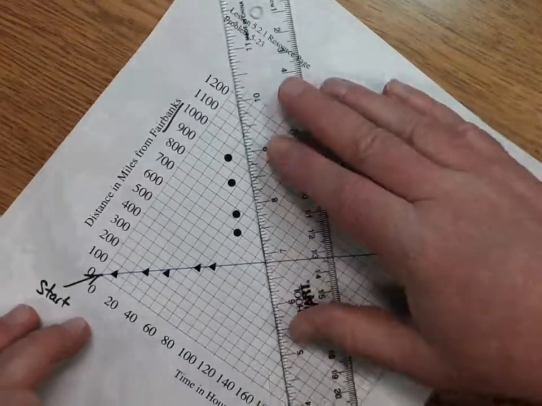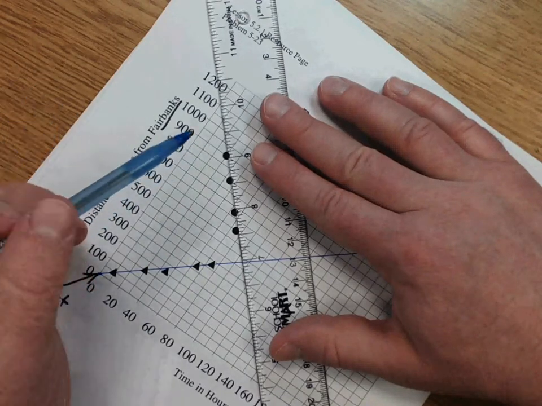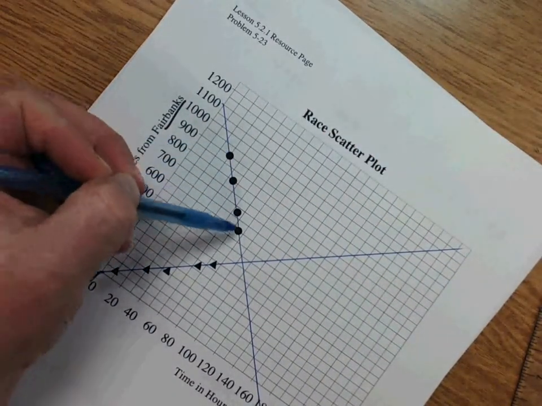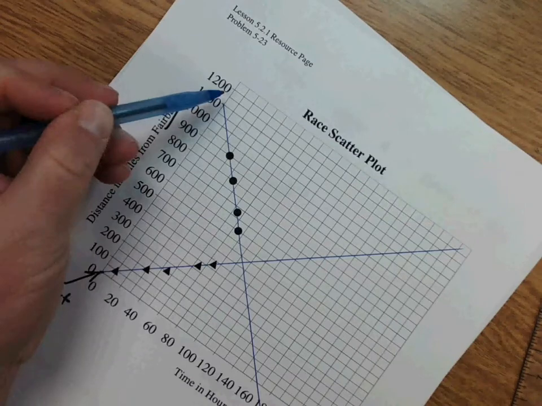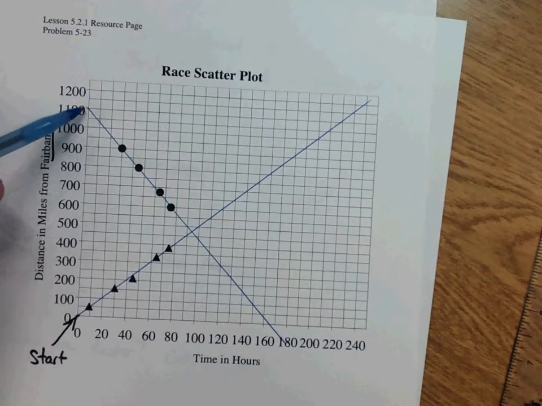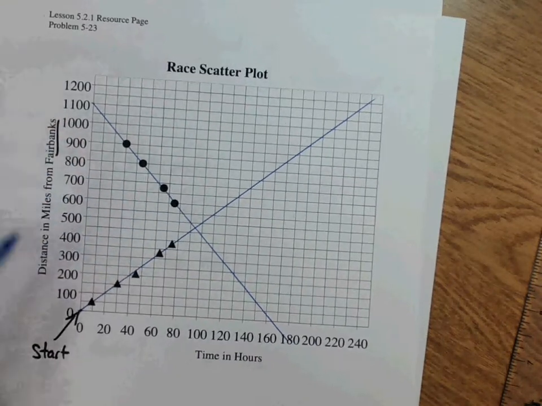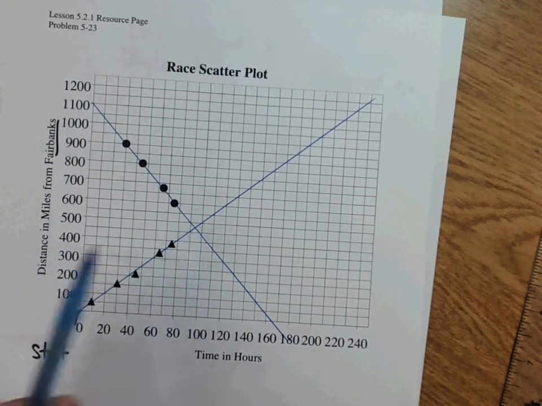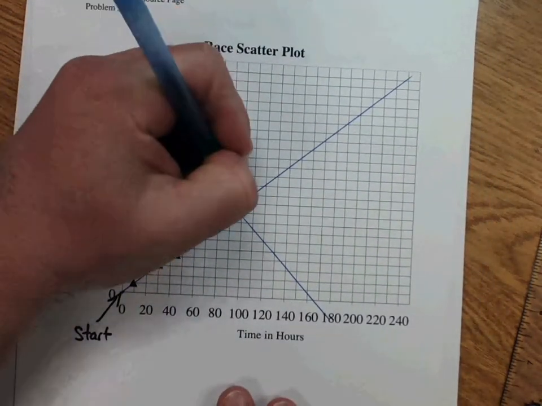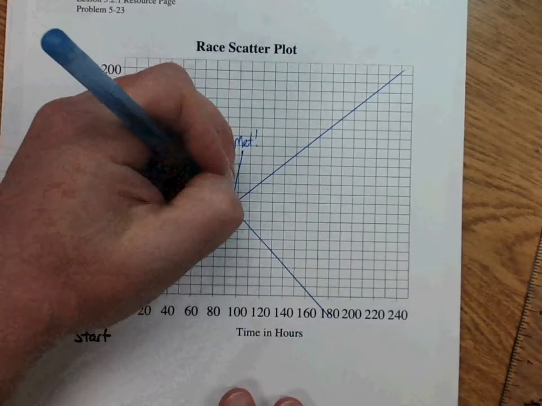Likewise, the circles. Again, I'm going to do my best to put this in a spot that goes through, and I wanted to hit as many dots as I could so I have a direction of where it came from. So this is the friend, this is the racer, and notice that they cross. So think about what that would mean. So when did they meet? This is where they met. They met right when they cross.